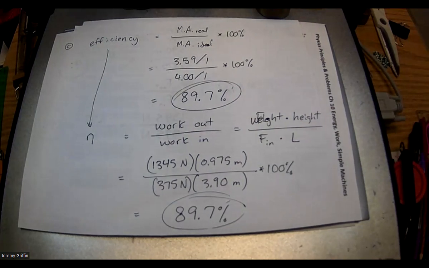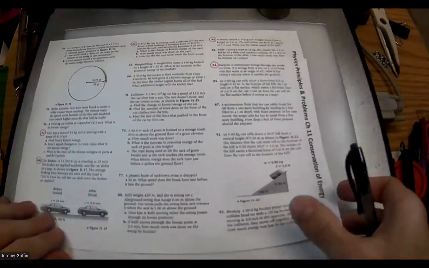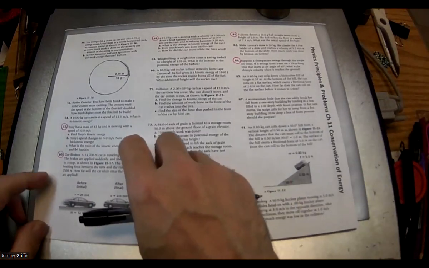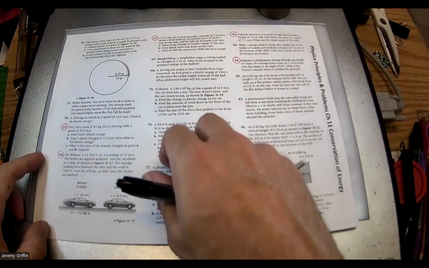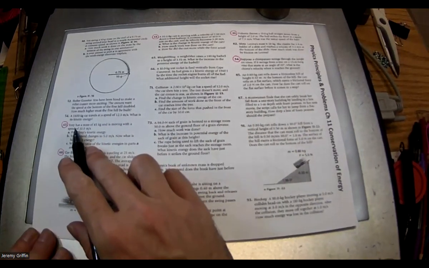Guys good? So that's chapter 10. I'll switch over to chapter 11. We won't do all of these because we're running out of time, but we can do probably at least 2, maybe 3. Okay, number 57.